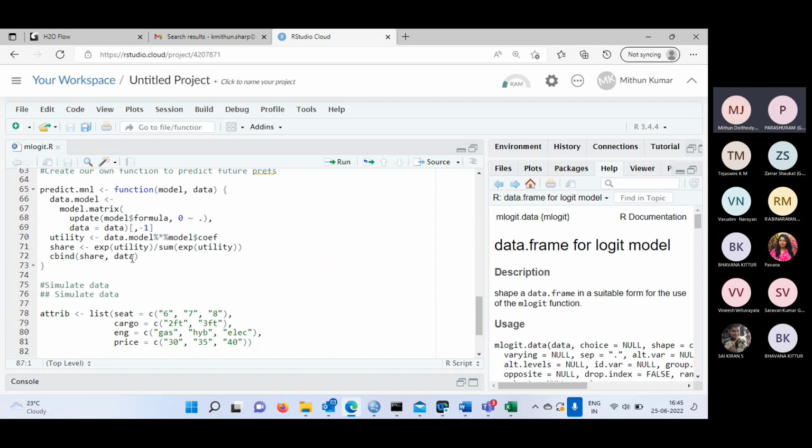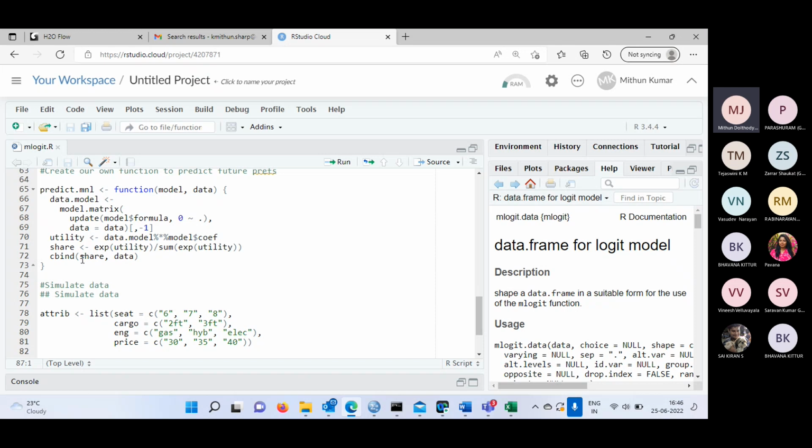I understood the share, because it's the exponential of the utility which you are calculating. Utility is just the intermediate step. I was just asking if utility is displayed somewhere. No, we don't have to display it. If you're really interested, you can put utility, comma, share, comma, data and rerun this code, where you can get the expected utility as well.